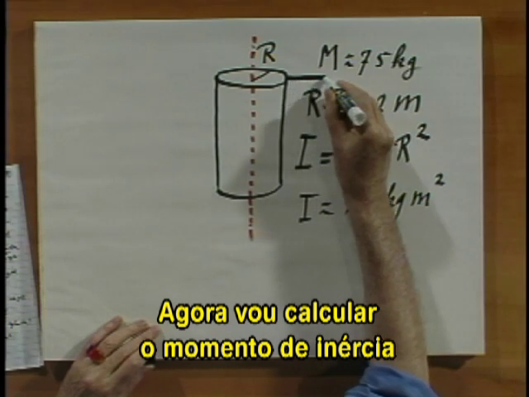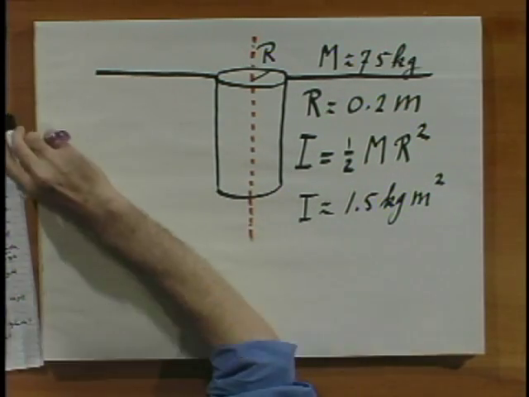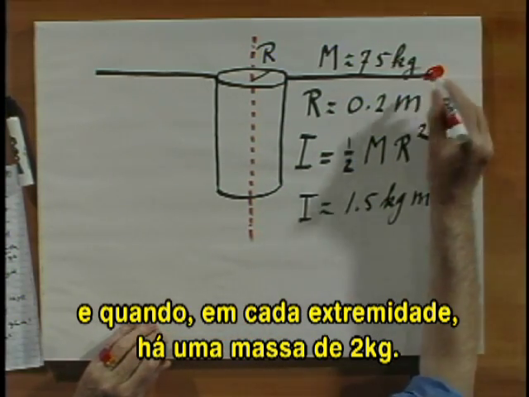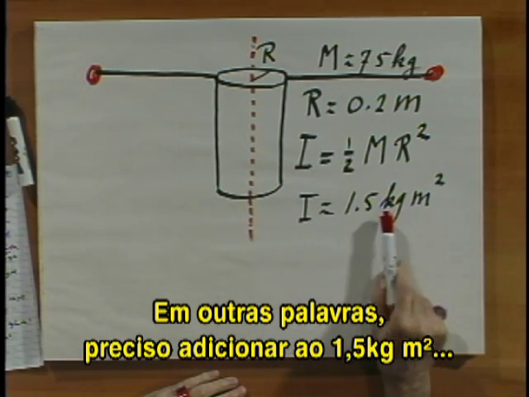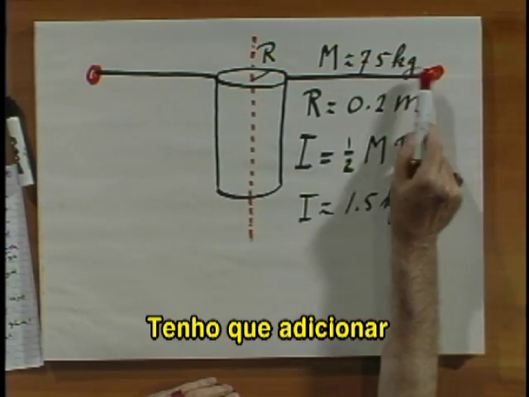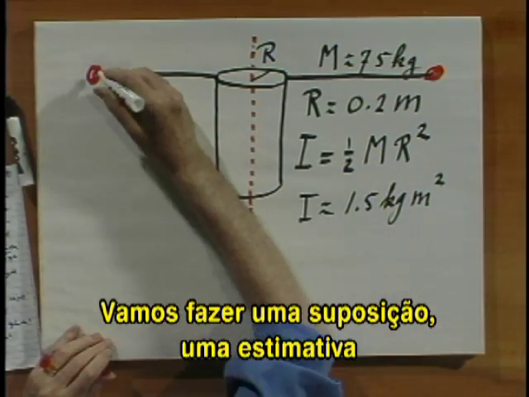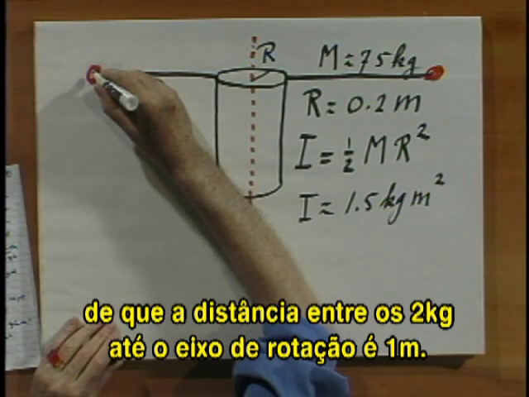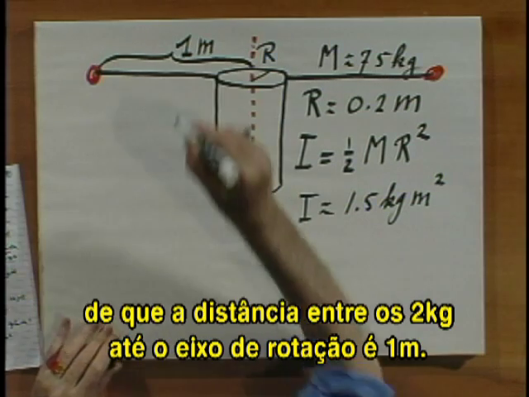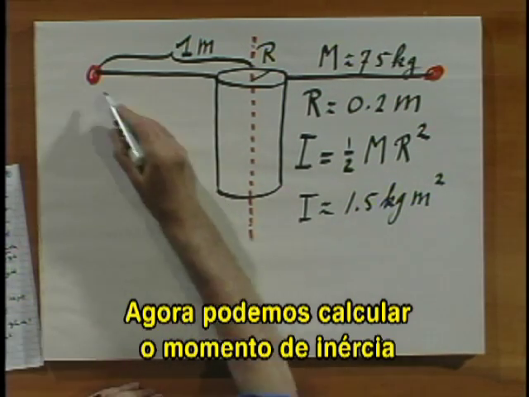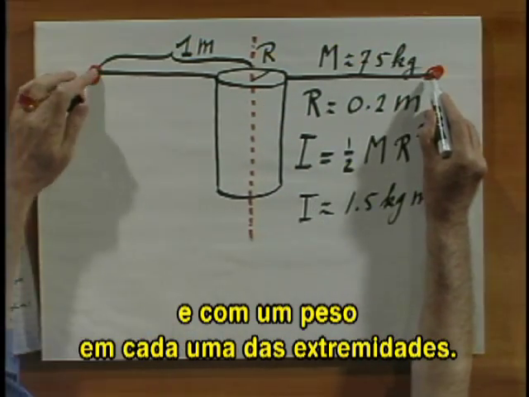Now I'm going to calculate the moment of inertia of this cylinder when the arms are stretched and at both ends of the arms is a mass of 2 kilograms. I have to add to the 1.5 kilogram meter squared the mass of 2 kilograms times the distance squared, and we will make an estimate that the distance from the 2 kilograms to the axis of rotation is about 1 meter. Nice number. So now we can calculate the moment of inertia with the arms stretched: the cylinder, plus a weight here and a weight here.